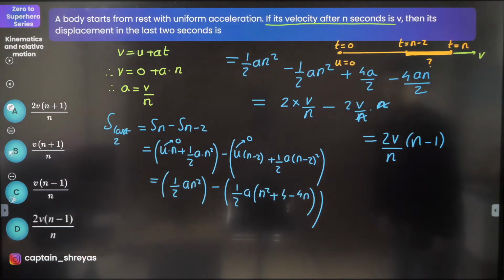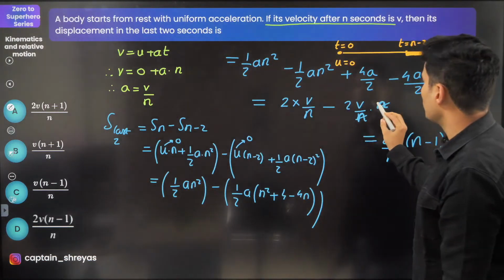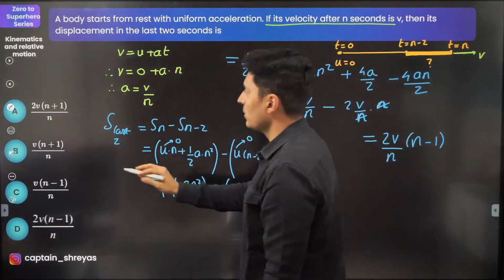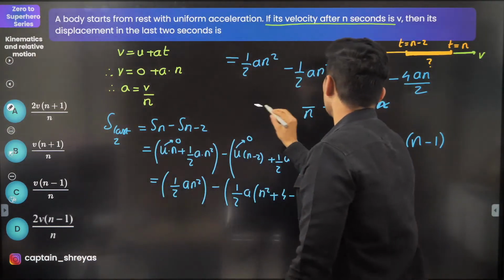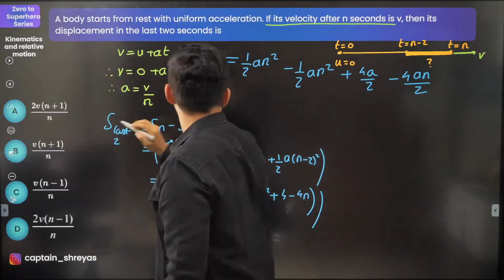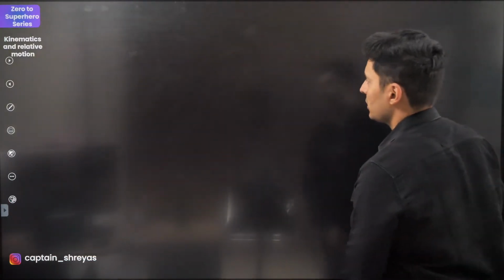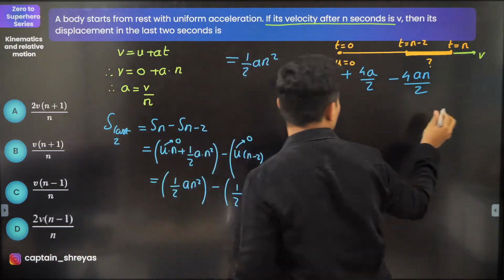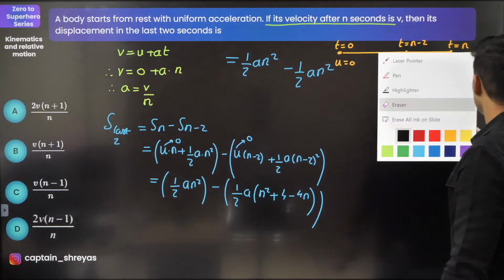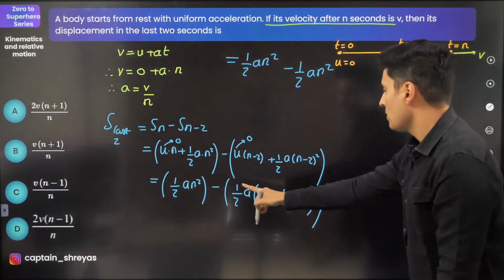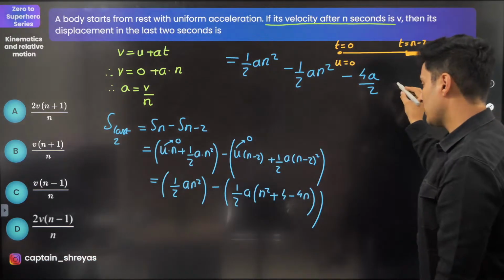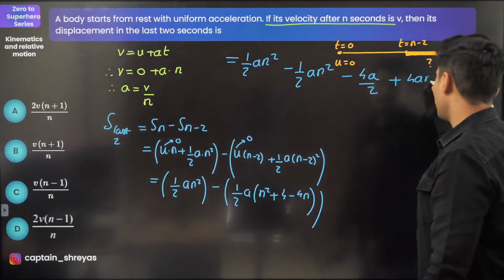Okay, fair enough, guys. Oh, actually, I think this minus also becomes, I think this will become minus, guys. I'm so sorry. Hold on. This was becoming minus an square by 2 minus, so this will be minus 4a by 2. This will be minus is plus 4an by 2.